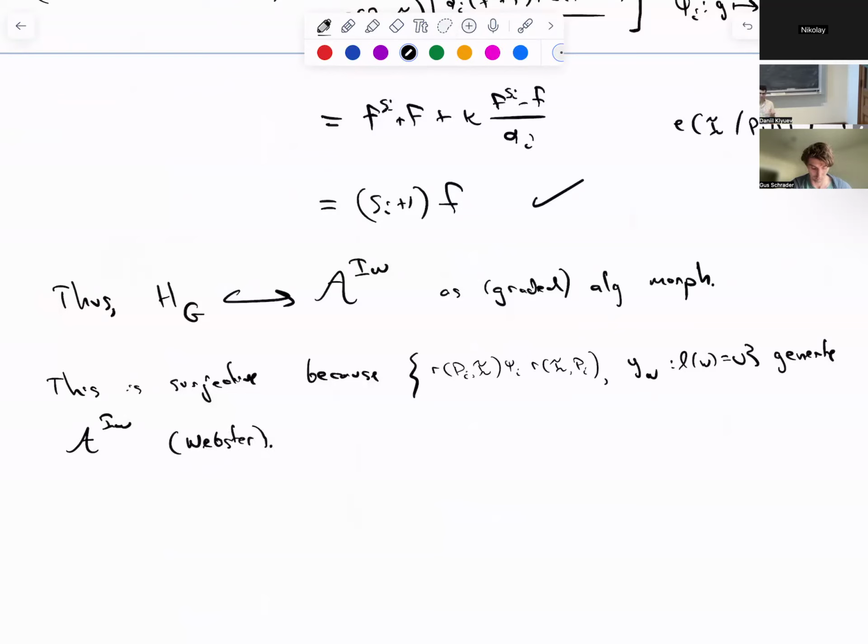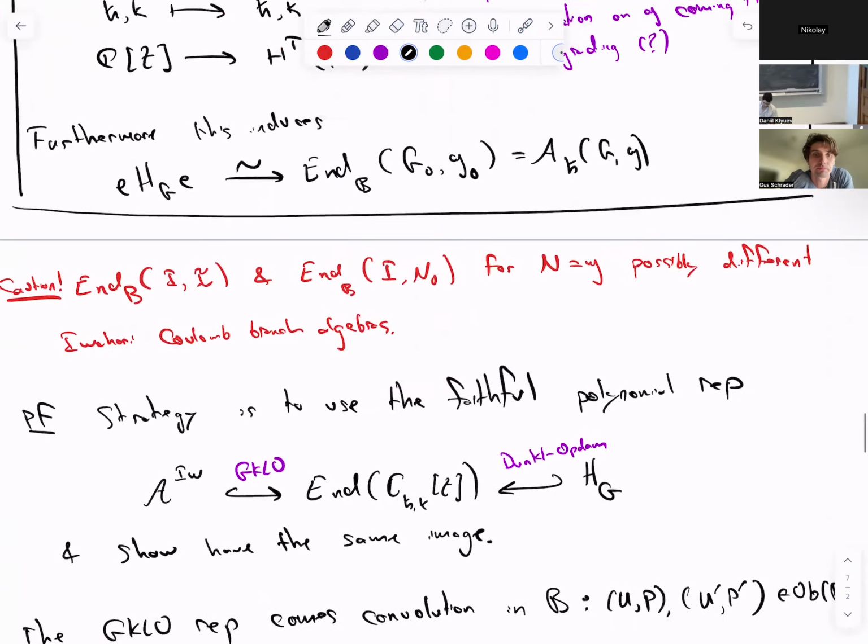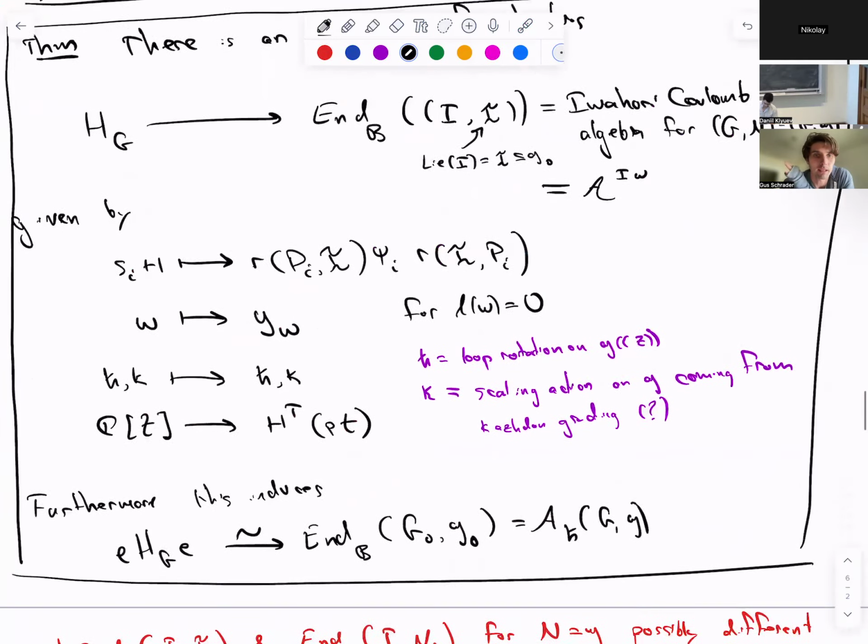Or you can just compute the graded dimension of both sides. So we know the graded dimension of HG because we have this PBW theorem. And then again, there's this computation you can do on the convolution algebra, which will presumably give a computation for the dimension of the other side. Okay, so that concludes the first part. Now we have to argue.